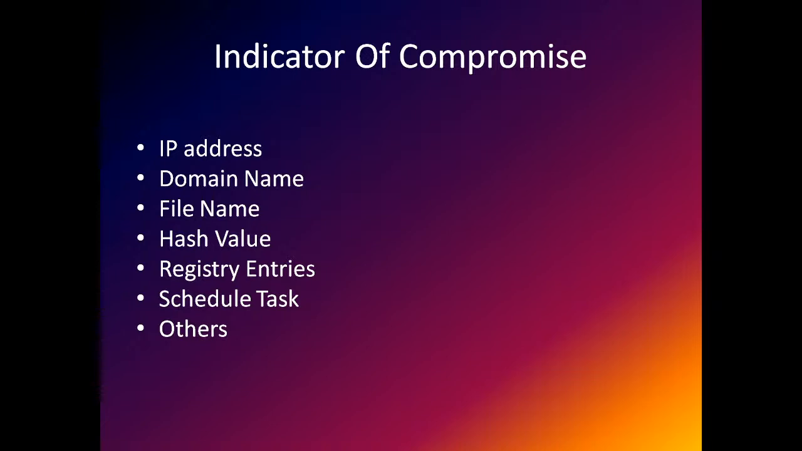So this hash value, file name, domain name, IP address, registry entries, scheduled task, and anything else could be useful for monitoring, for investigation, or for hunting activities. Now you'd say, I don't know if that IP address is malicious or not. How could I know if I don't have any advisories? How can we perform the investigation based on the hunting? How can we start the hunting if we have no indicator of compromise? Then how can we start our hunting activity?